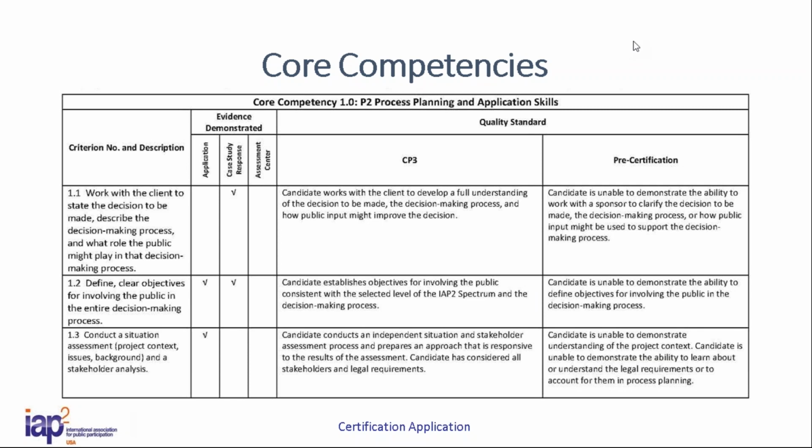So the second, third, and fourth columns illustrate the assessor's thinking about where we can find evidence for each of the criteria. So there's the application, the case study response, and the assessment center, and I'll talk a little bit more about these in a minute. But that gives you some insight into where assessors will be looking for evidence.